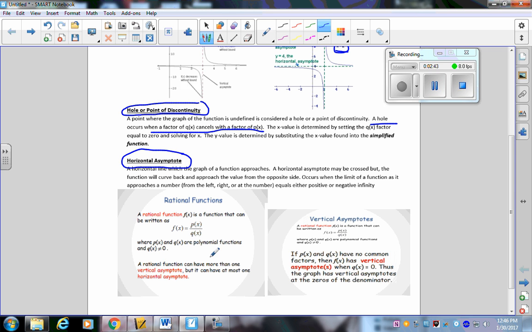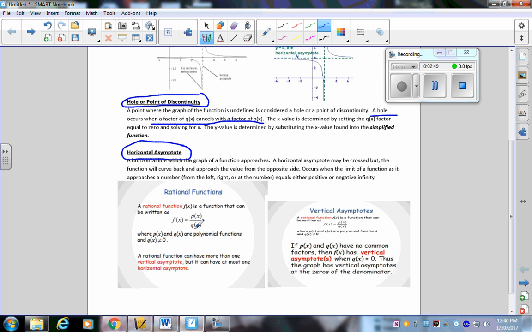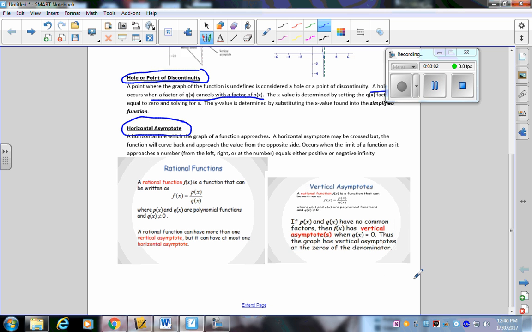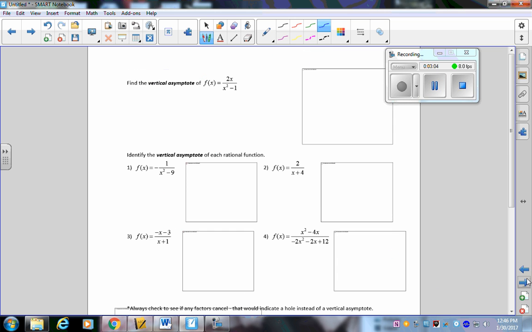Just a reminder, a rational function is when you have two separate polynomials. They can be written as a fraction, but of course your denominator cannot be equal to 0. Any numbers that you substitute in there that would make it 0 indicate either an asymptote or a hole. Your vertical asymptotes, when you factor, and there are no common factors, are those factors in your denominator that would make it 0.